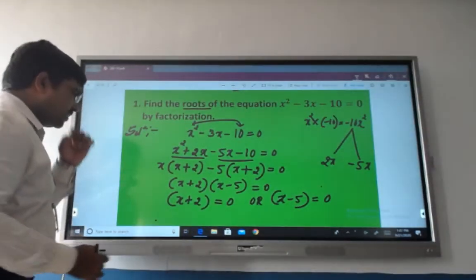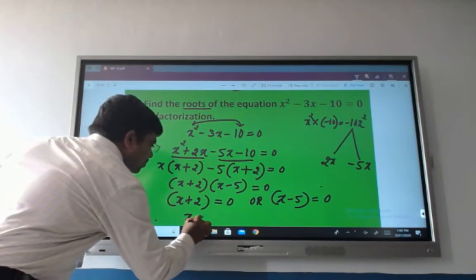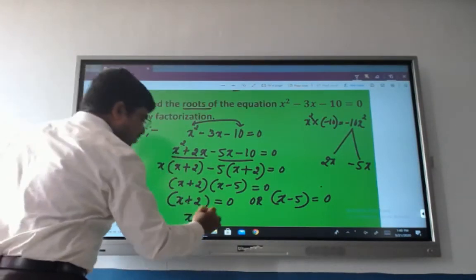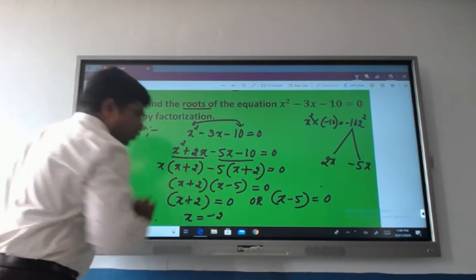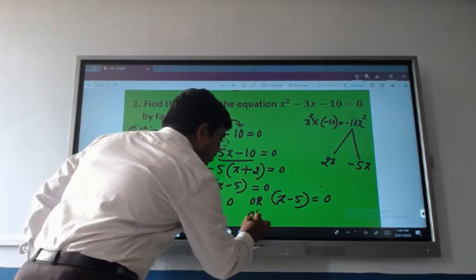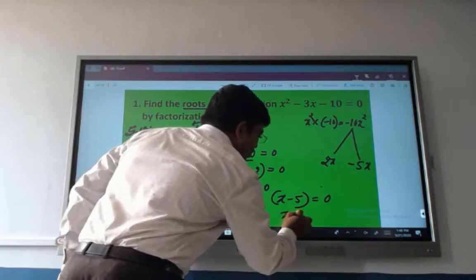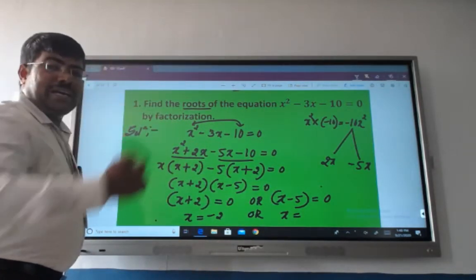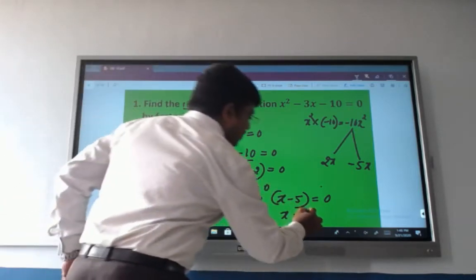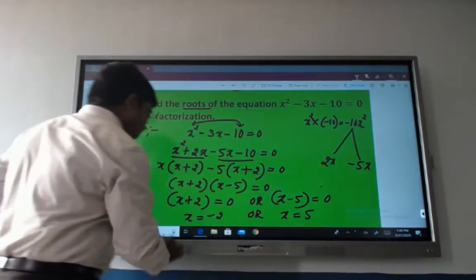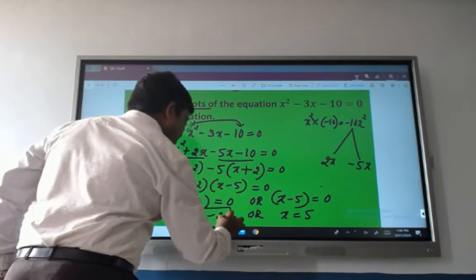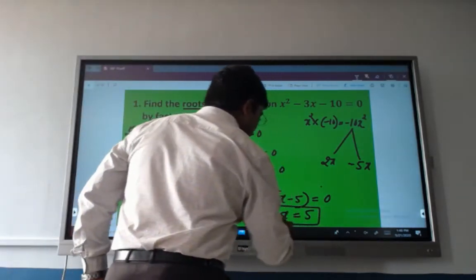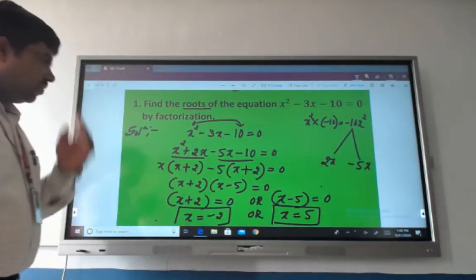So now x plus 2 is equal to 0, we take plus 2 towards the right side, so plus 2 becomes minus 2. One more solution, x minus 5 is equal to 0, we take minus 5 to the right side, so it becomes plus 5. So we get two solutions: x is equal to minus 2 and another one x is equal to plus 5.